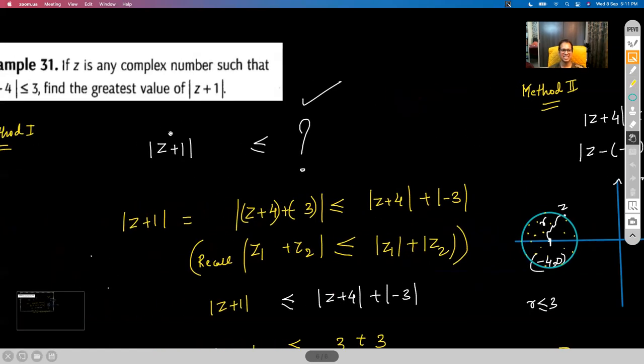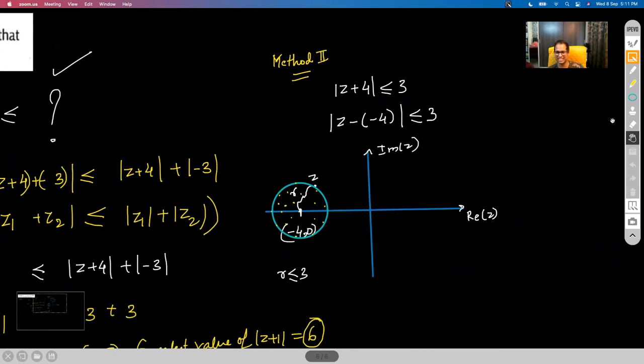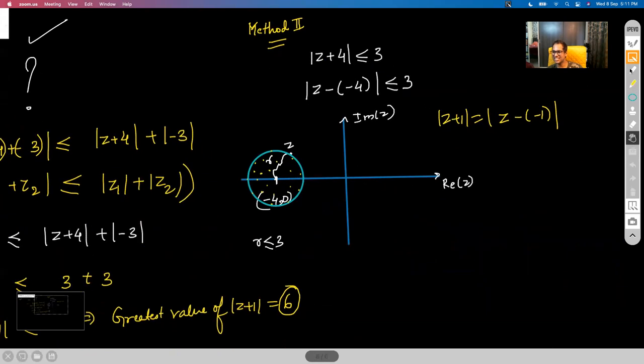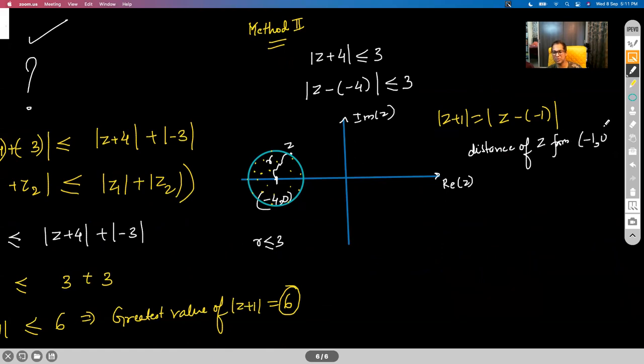So the question is asking, what is the greatest value of mod Z plus 1? Now see, mod Z plus 1 is what? Mod Z plus 1 is mod Z minus minus 1. Correct? Basically, it represents the distance of Z from minus 1, 0. Minus 1, 0 is here. Let me show you with a yellow color. This is minus 1, 0.